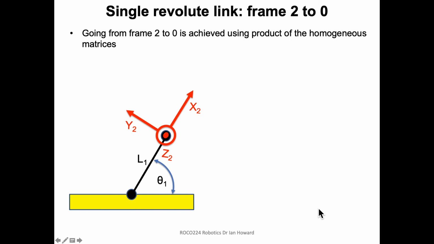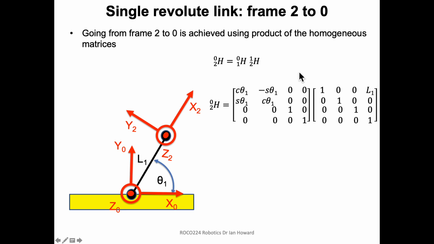So now we've got those two transformations to get from frame 1 to frame 0 and frame 2 to frame 1. All we need to do is multiply them together. So this then gives us 2 to 1 and then 1 to 0.